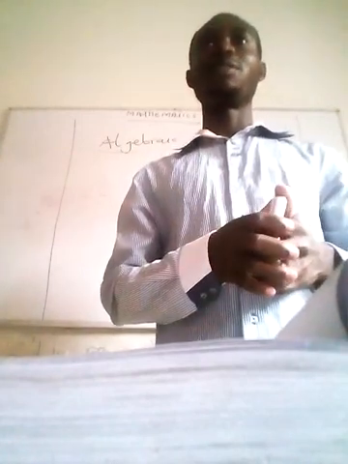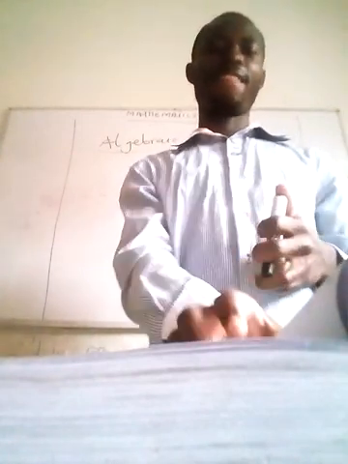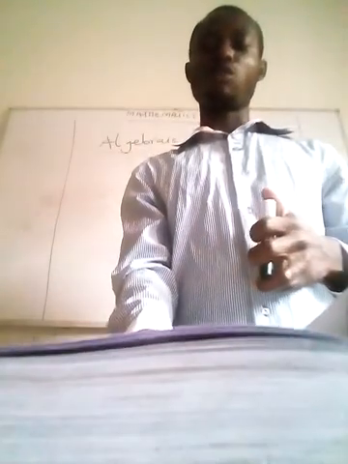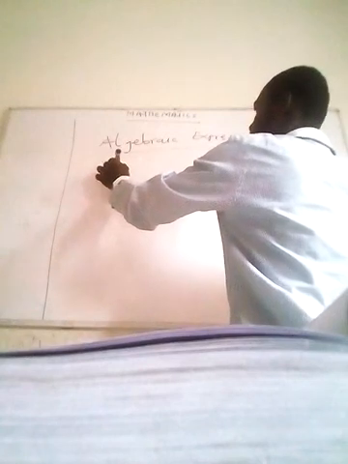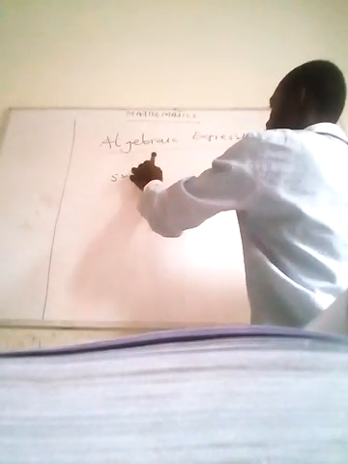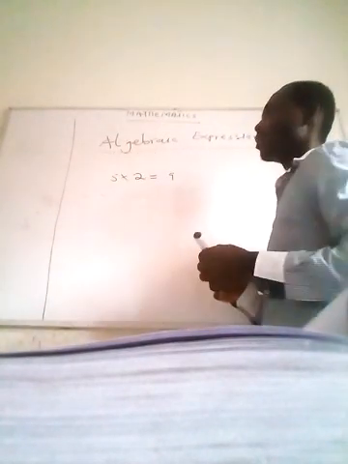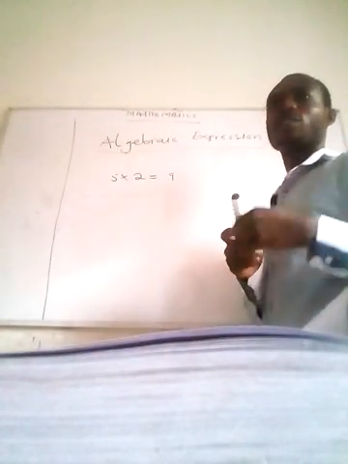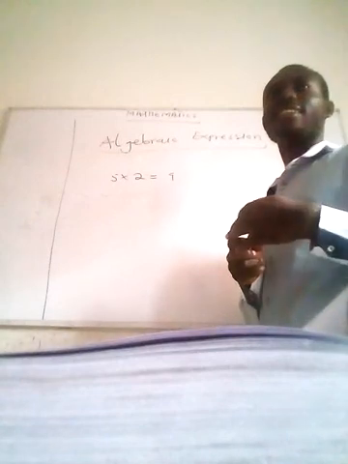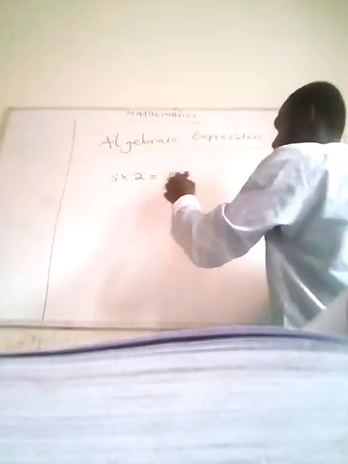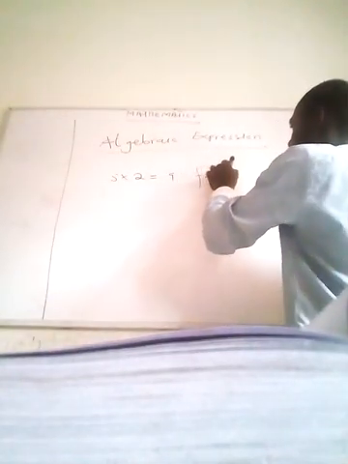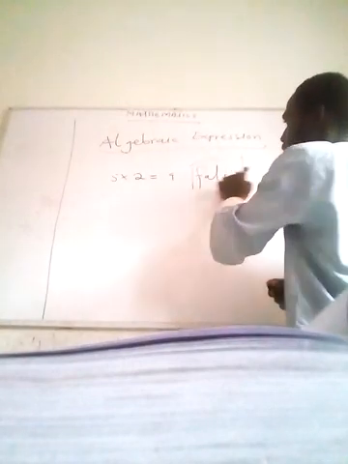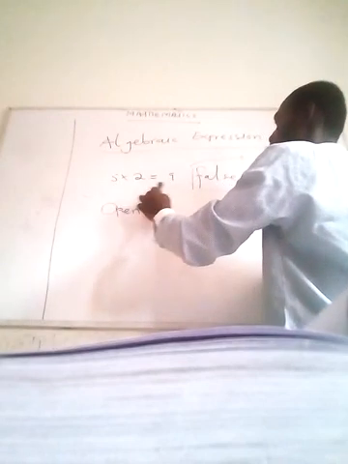Louder. That can be true or false. So you say 5 times 2 is equal to 9. Is it true? So what is the answer? It's 10. So here it becomes what? False. Right there, you are expressing an open statement.